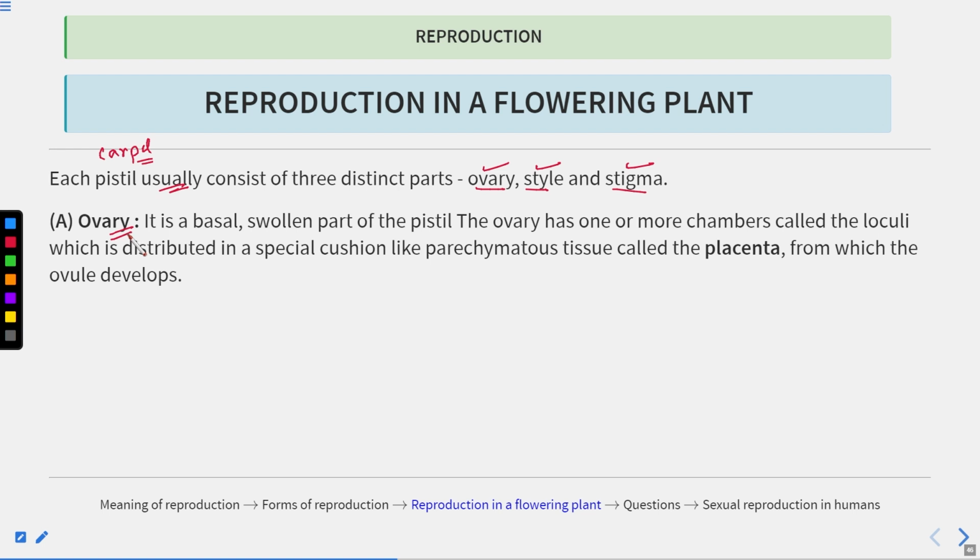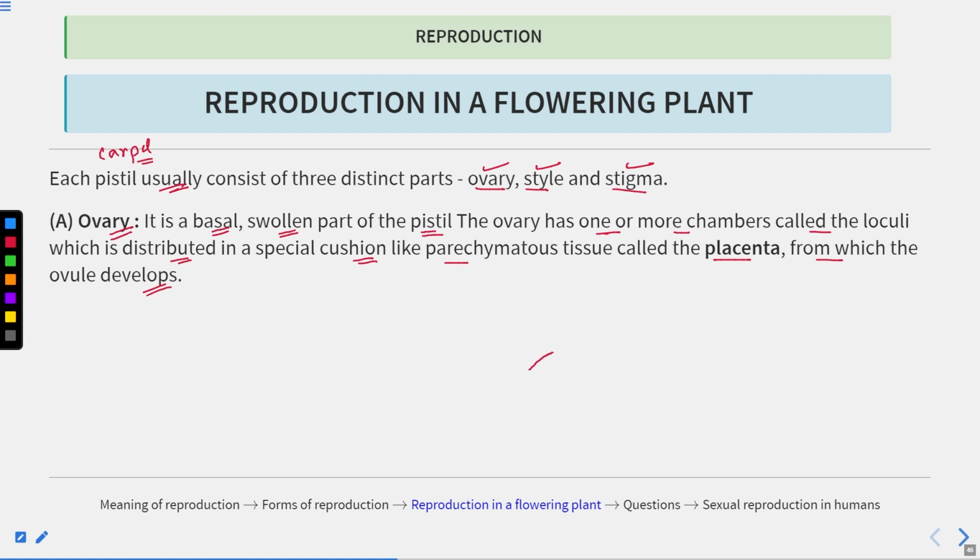Now let's talk about the base, which is known as the ovary. It is the basal swollen part of the pistil. The ovary has one or more chambers known as the loculi. These chambers contain a special cushion-like parenchyma tissue known as the placenta, from which the ovules develop, or to which the ovules are attached.